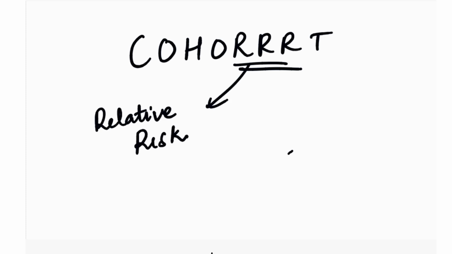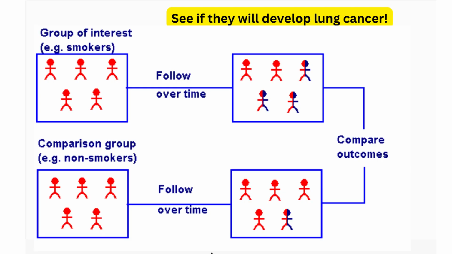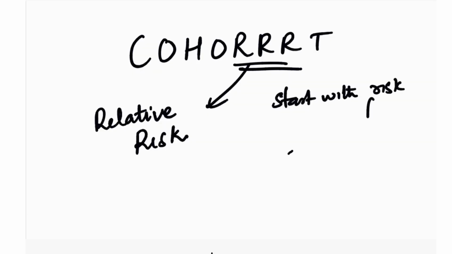So these are the differences between the two. Basically in cohort, you start with the risk factor and we see who will develop the disease or not. One group will have the risk factor, one group will not have the risk factor, and we compare these two groups and see who gets the disease.